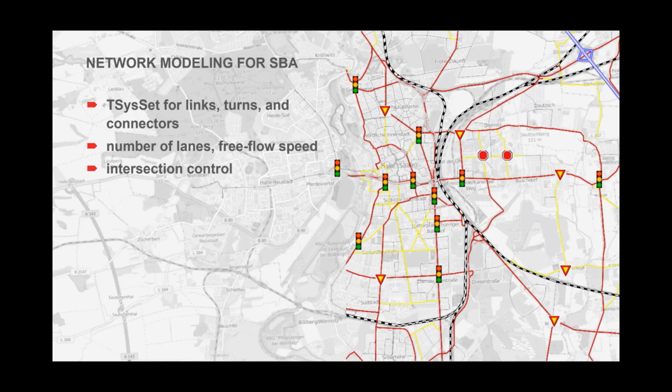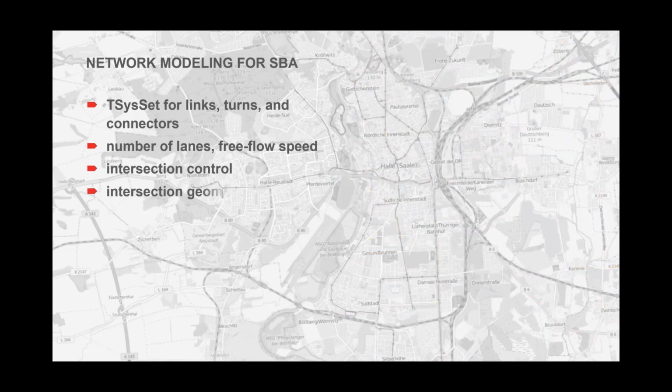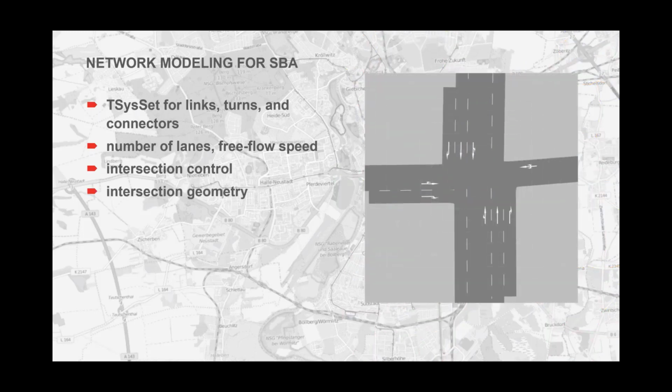Then intersection control is also entered in the network. This can be again signalized, partial stop, always stop, and so forth. Intersection geometries are also explicitly specified. So for example, if you have specific channelization, turn bays, and so forth in the intersection, you would input all of that information on the intersection level.